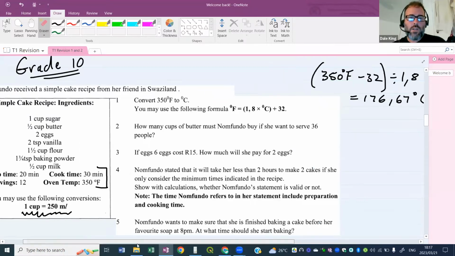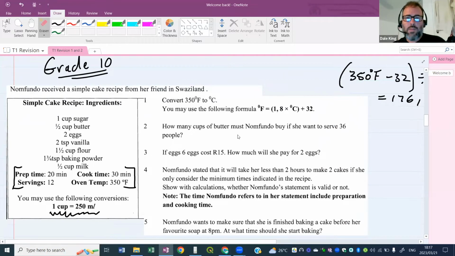I'm going to go to the left here. It says, how many cups of butter must Nomfundo buy if she wants to serve 36 people? All right, so it's serve 36. Now, where in this question does it talk about serving? All right, so down here on the left there, it says this batch, this mixture, this recipe serves 12 people, but Nomfundo wants to serve 36. So she's going to have to increase her recipe, okay?